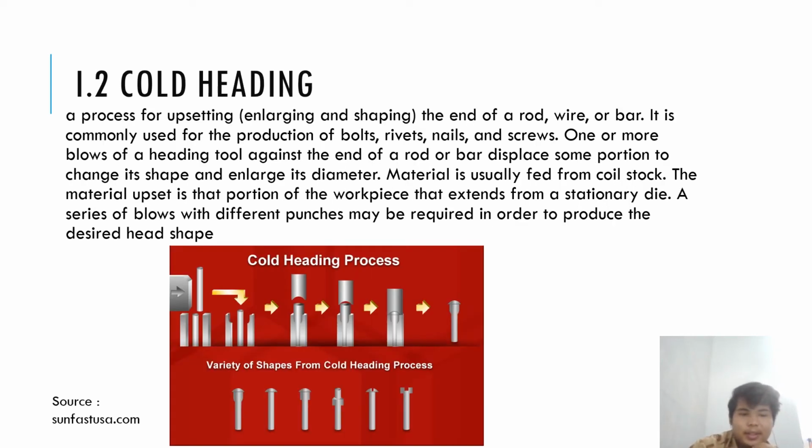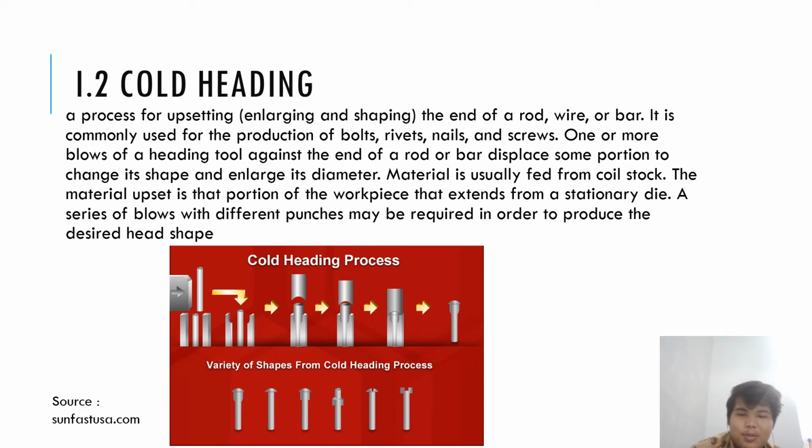Cold heading. We remember heading from the previous video. Heading is making the head of, like you can say, nails or everything that has a head that can be connected to the tool. Cold heading is a process for upsetting, enlarging, and shaping the end of the rod, wire, or bar. It is commonly used in the production of bolts, rivets, nails, and screws. One or more blows of a heading tool against the end of the rod or bar displace some portion to change its shape and enlarge its diameter.